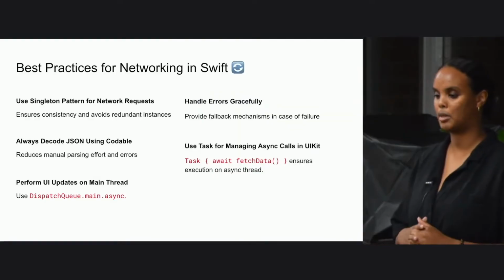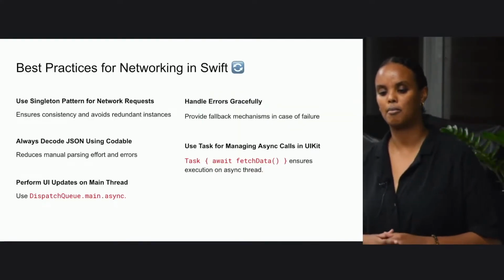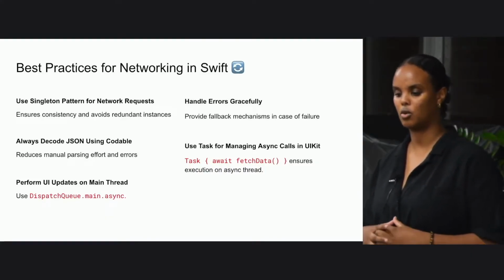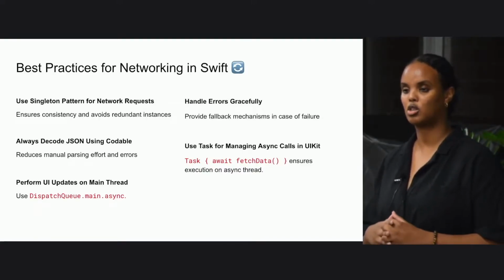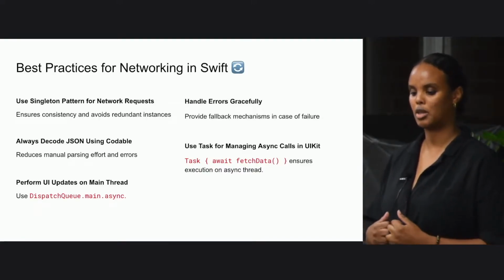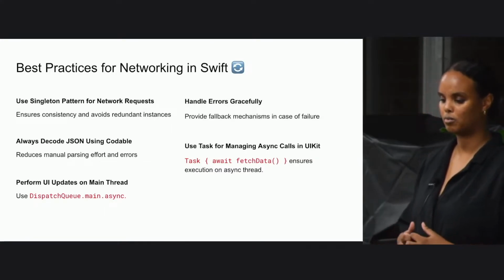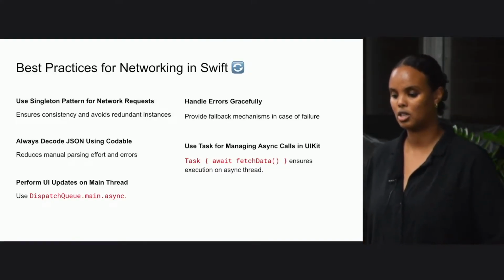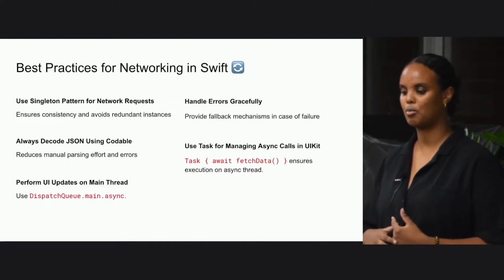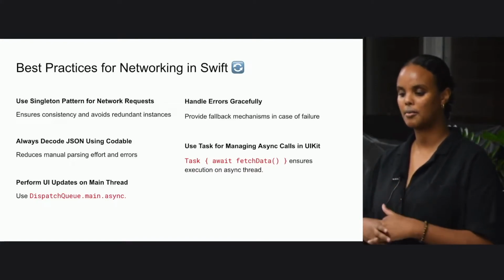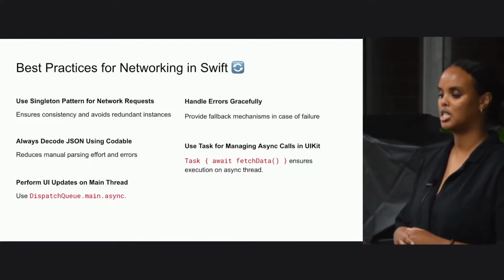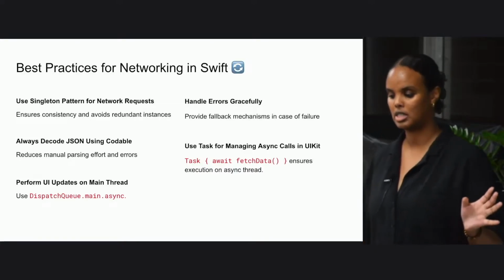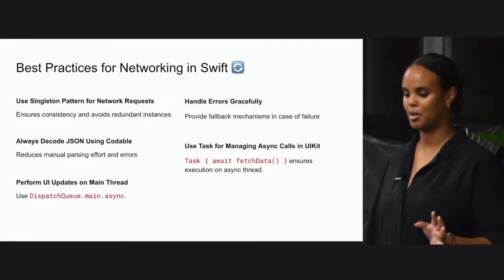Along with that, we have best practices for networking in Swift. Always make sure to use a singleton pattern for network requests. This ensures consistency and avoids redundant instances. Always decode JSON using Decodable, which reduces manual parsing effort and errors. Perform UI updates on the main thread, using DispatchQueue.main.async. Handle errors gracefully, so provide fallback mechanisms in case of failure, and use Tasks for managing async calls in UIKit. Task, await fetch data. This ensures that execution doesn't happen on the main thread, it happens on the async thread.